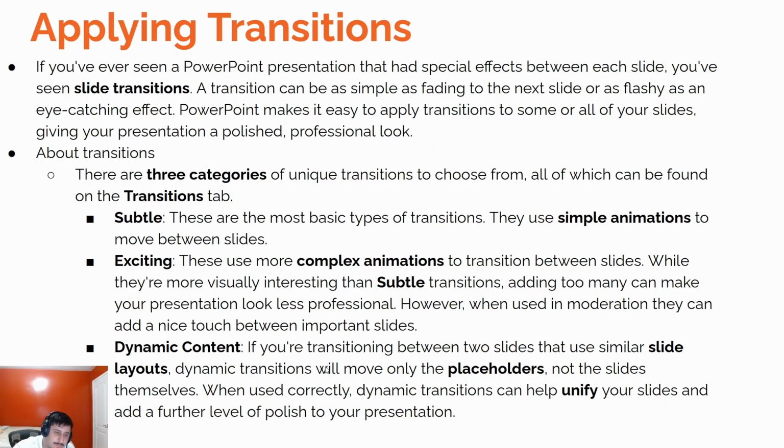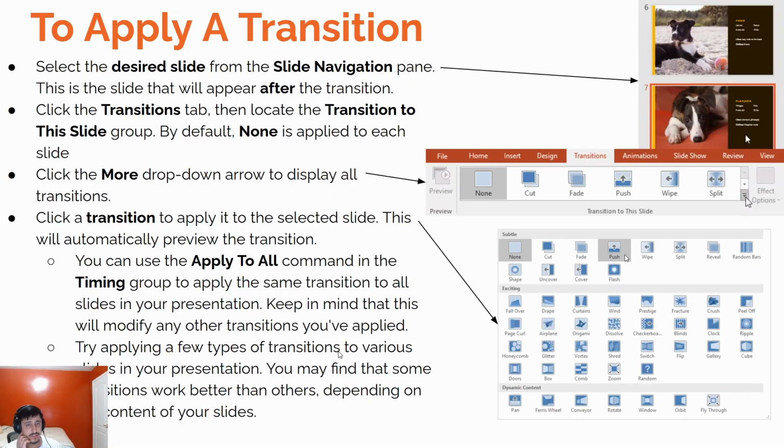It's very distracting. To apply a transition is very easy. We just select the desired slide from the slide navigation pane, and then click the Transitions tab. Then we locate the Transition to This Slide group, right? And by default, None is applied, because at the moment we haven't specified a transition. Cool. And then we click the More drop-down arrow to display all the transitions. Then we click a transition to apply it to the selected slide. This will automatically preview the transition.